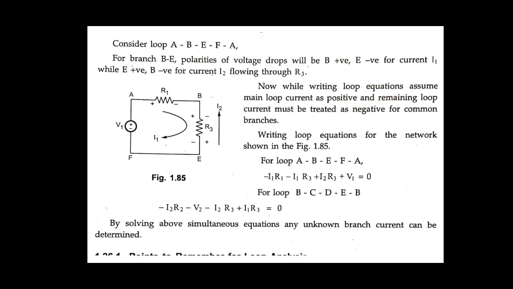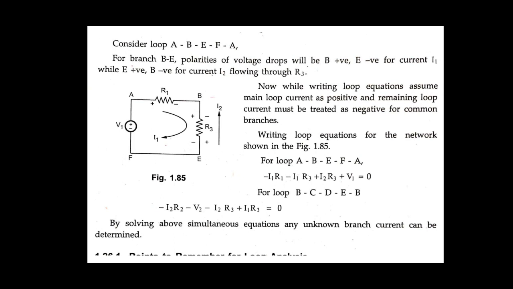Why is it plus V1? Because the current is flowing from negative to positive. We must consider the polarities: if the current is flowing from negative to positive, the polarity of that element or voltage source must be positive. And suppose the current is flowing from positive to negative, the polarity must be negative.